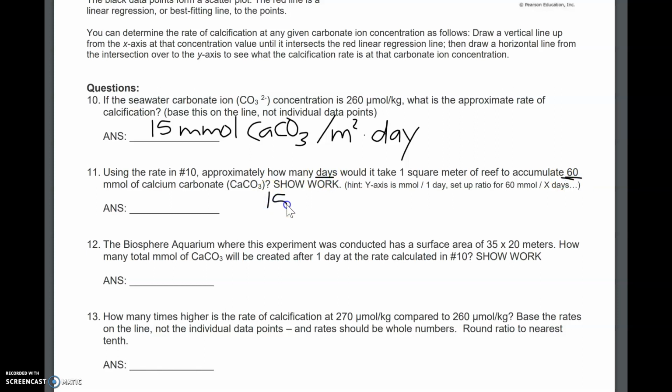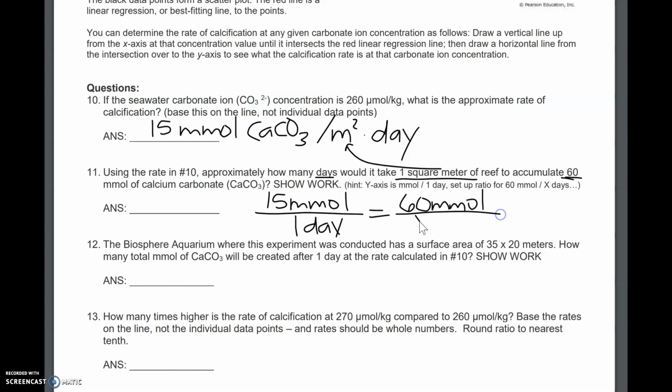So think about this. So if it's 15 millimoles per 1 day, and they are telling you that this is just for 1 square meter of reef. So it is just for this amount. So we don't need to worry about that. So it's 15 millimoles in 1 day. We want to know how many days would it take to get 60 millimoles. So the easiest way to do this, my suggestion would be to do this. It would be 60 millimoles in X number of days. And then we can cross multiply. We would get 15x is equal to 60, and that should give you 4 days. So this is hopefully a little bit of common sense. So this is how much you do in 1 day. So if we wanted to do this many millimoles, how many days?